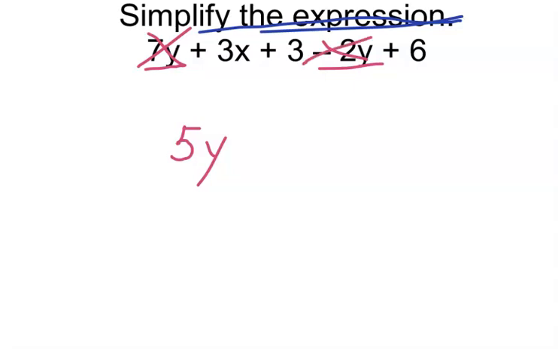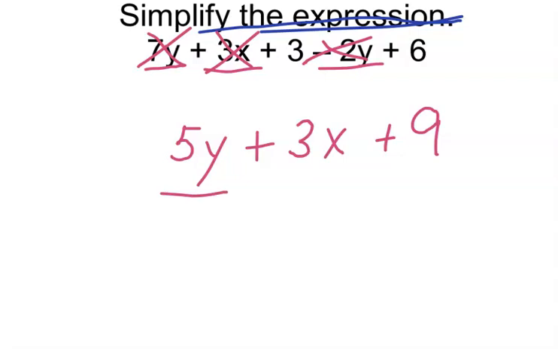Okay, so then we have a 3x. Are there any other x's? Nope. So we can just leave that 3x. And then we have a 3 and a 6. Those are both constants, okay, because they have no variable with them. So 3 plus 6 is 9. So we simplify the expression. We have 5y plus 3x plus 9. And they can actually be in any order, okay, but those are the 3 terms.